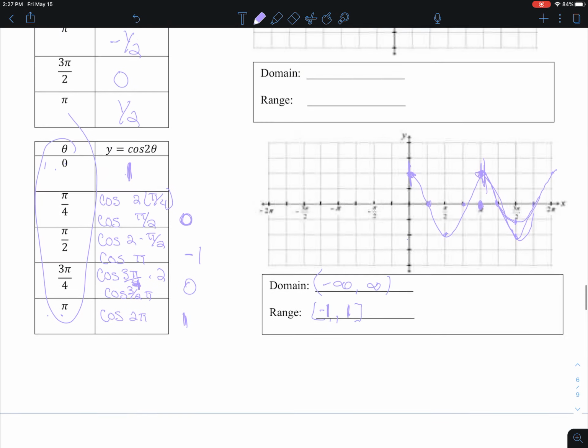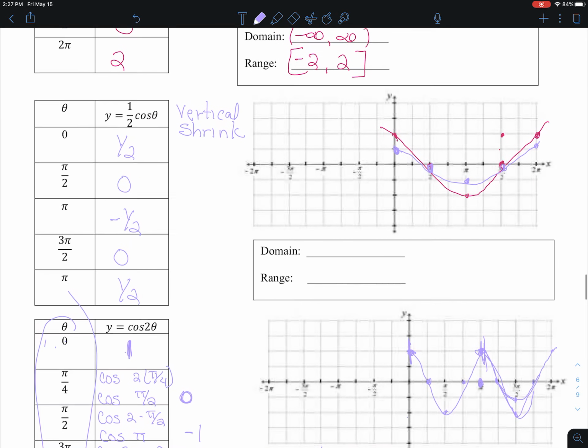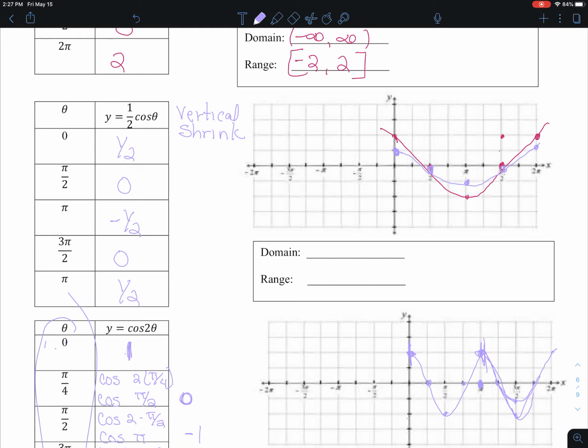Okay? All right, so that is it for graphing cosine. It looks very similar to sine. Come back to the next video and we're going to look at some more features of the cosine.